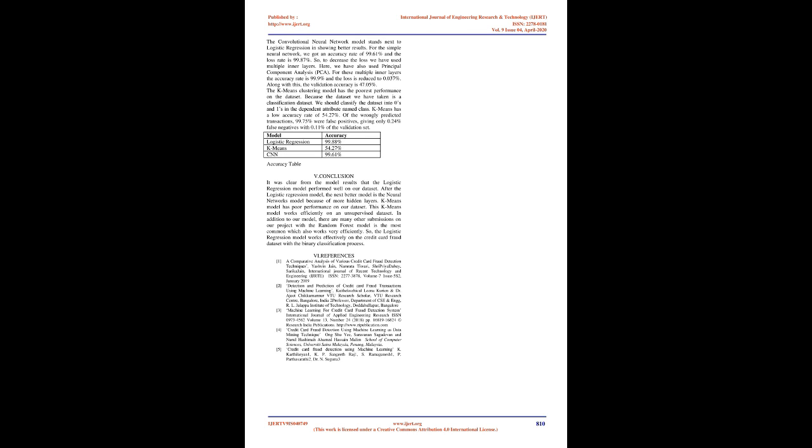Accuracy table. V. Conclusion. It was clear from the model results that the logistic regression model performed well on our dataset. After the logistic regression model, the next better model is the neural networks model because of more hidden layers. K-means model has poor performance on our dataset. This K-means model works efficiently on an unsupervised dataset. In addition to our models, there are many other submissions on our project, with the random forest model being the most common, which also works very efficiently. So, the logistic regression model works effectively on the credit card fraud dataset with the binary classification process.